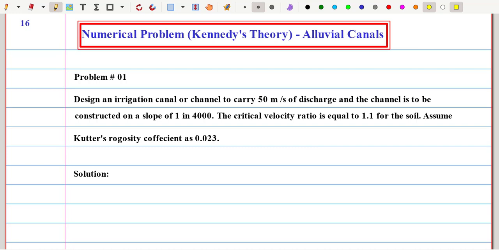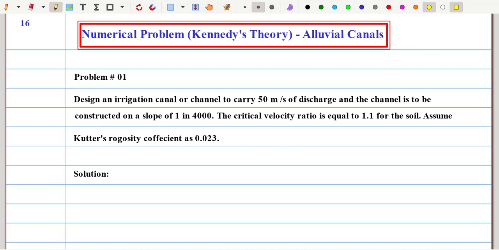Let's reduce the size and change the font style, select, and then text, okay. Color will be blue, okay. Let's write down the given data. What is given to us? The data given to us, first thing is discharge, right, which is equal to Q. Q is given to us, which is equal to 50 meter cube per second. This is given to us.